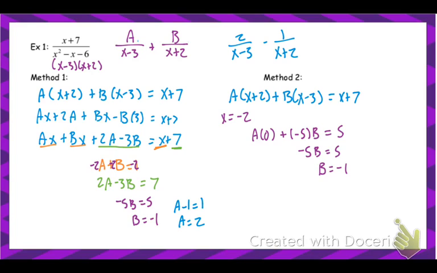Now I'll do the same thing. In order to cancel out that b, I'll let x equal 3. Then 5a plus b times 0 is going to equal 10. If 5a is 10, then a is 2. Same answer. All right, so let's try a couple more.